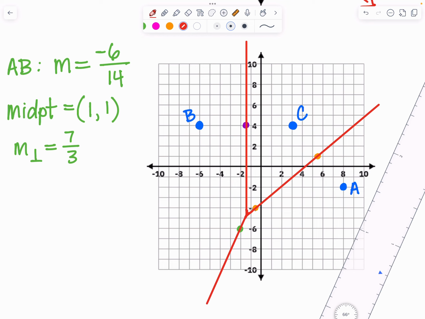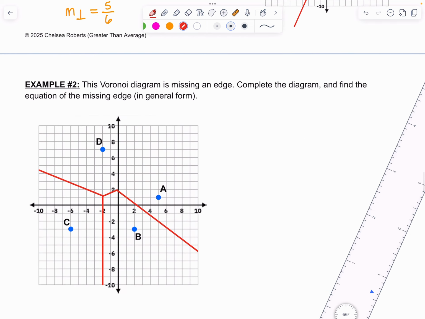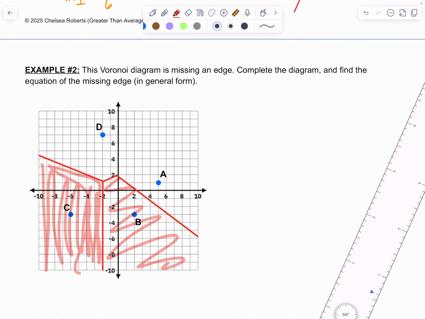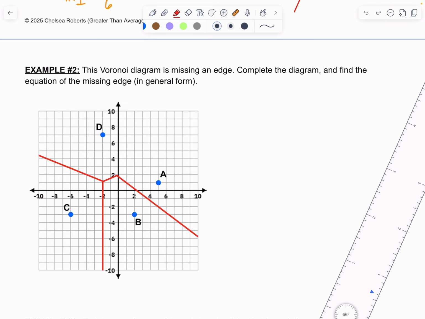And it will look like that. Okay, so next, example 2. It says this Voronoi diagram is missing the edge. So if you notice, you have this cell. There's a fence around C. There's a fence around B, but there is no fence separating A and D. So that's where the bisector needs to be drawn.